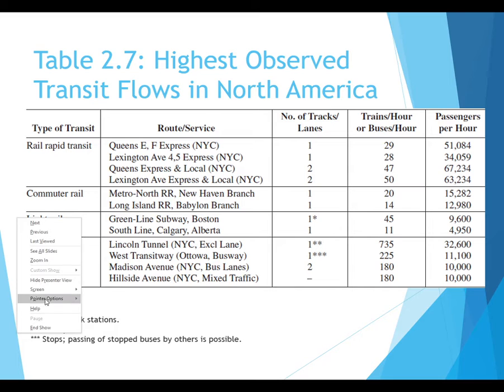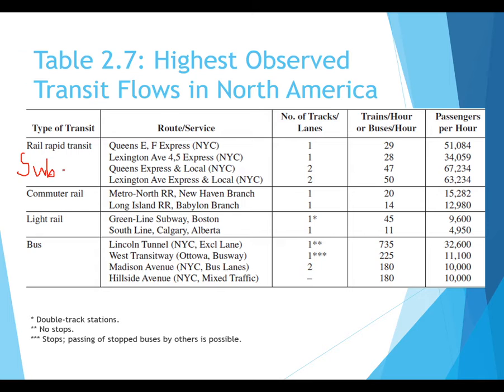Let me just change my pointer options here to have a pen. So here we have some examples of capacities of different types of public transportation throughout North America, starting from rail. Here we talk about something called rapid transit. In other words, this is what we call subways.